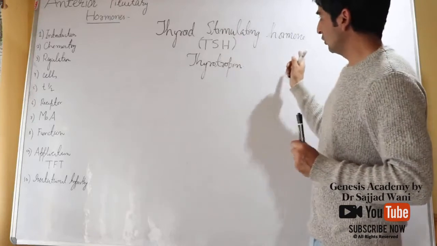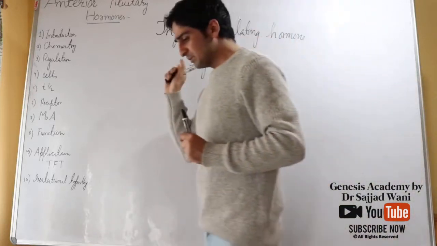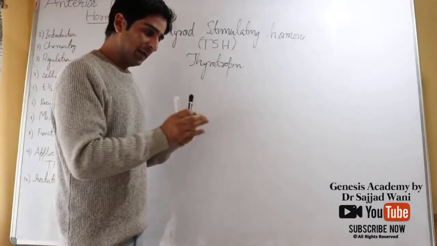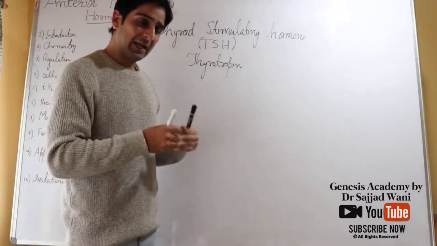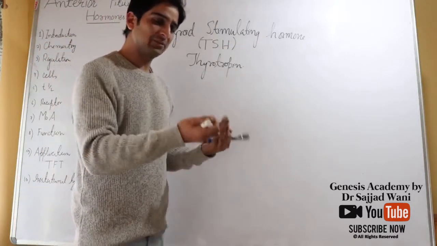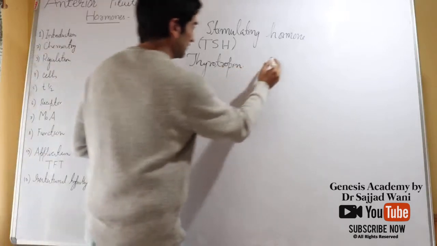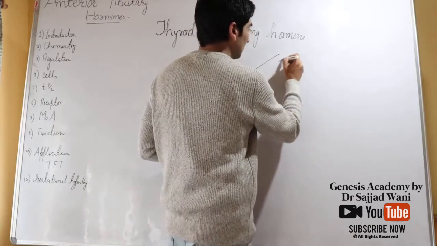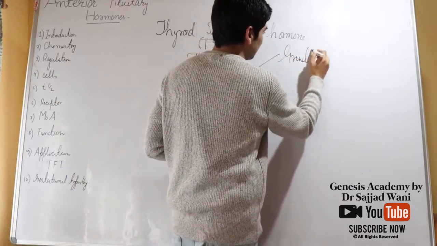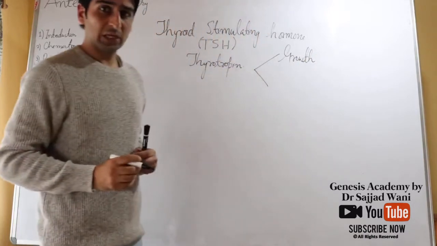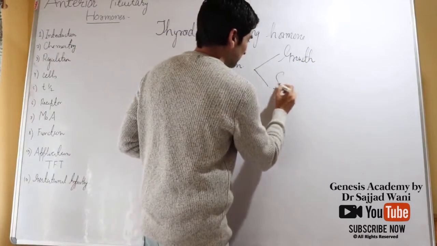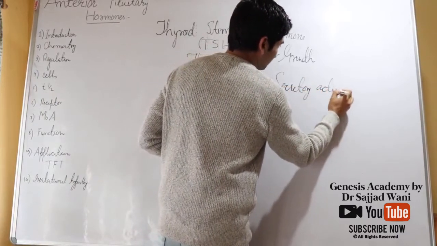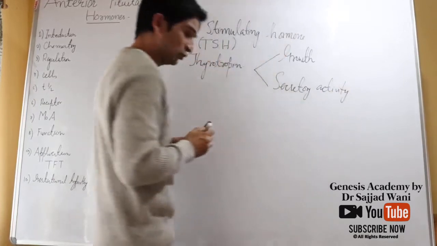So this thyroid stimulating hormone or thyrotropin, its main function is that it acts on the thyroid gland, and it causes the growth of thyroid gland, and it enhances the secretory activity of thyroid gland. So there are two major functions of thyroid stimulating hormone. The first function is that it causes the growth of thyroid gland, and it is essential for the secretory activity of the thyroid gland. So these are the two functions of the thyroid stimulating hormone.